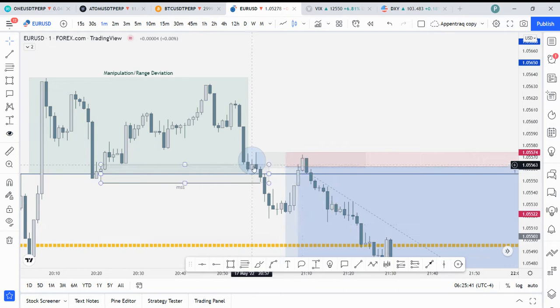Now, an inside bar candle is basically a candle where the high is lower than the high of the candle before it, and the low is higher than the low of the candle before it. If you check very well, you would see that the low of this candle is slightly higher than the low of the candle that comes before it. So that's what you call an inside bar.